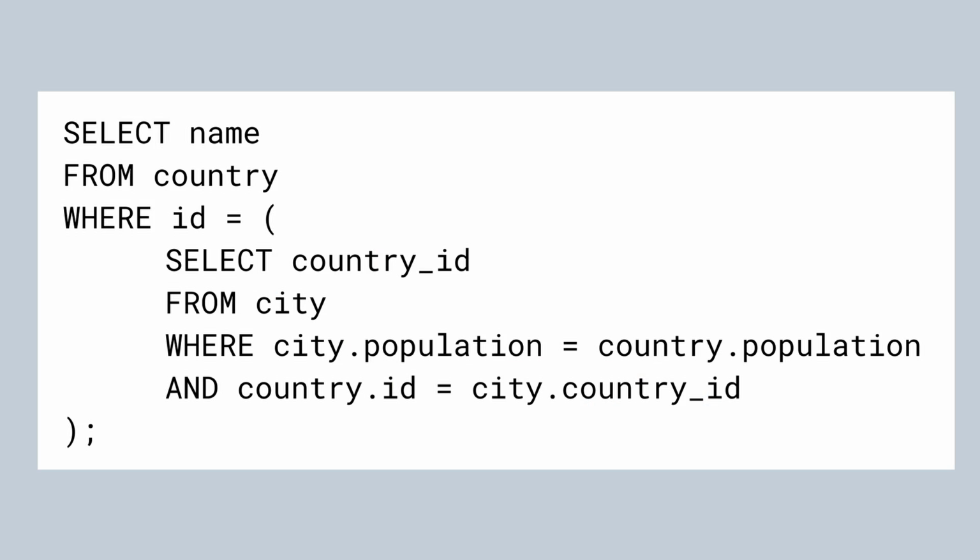Look at the query you can now see on the screen. Let's try to read it together. We want to select the names of such countries that their ID equals the ID from the subquery. So, what does the subquery contain? We want to find the country IDs from table city such that the population of the city equals the population of the country, and the country ID is the same, but wait a second, of which country actually?